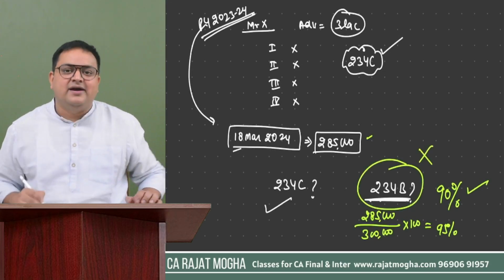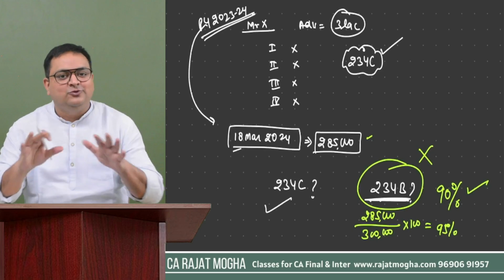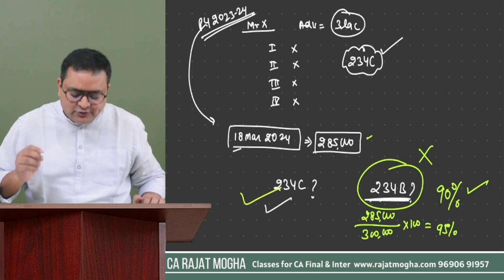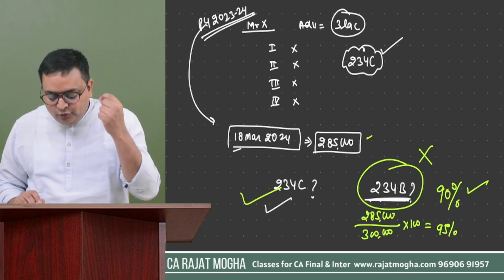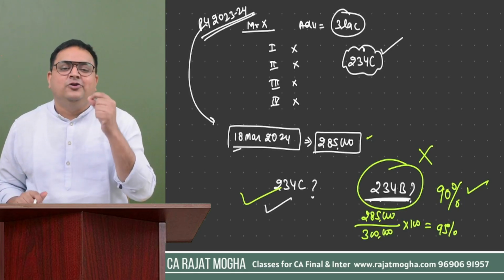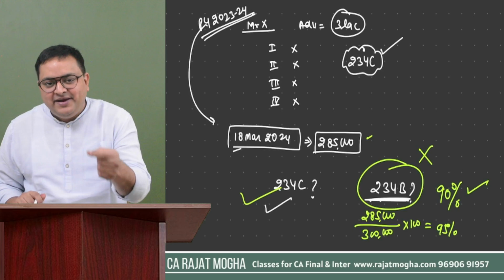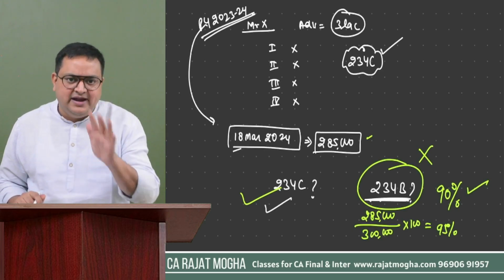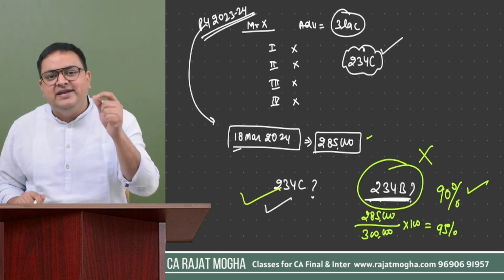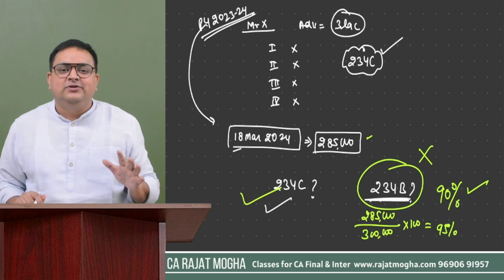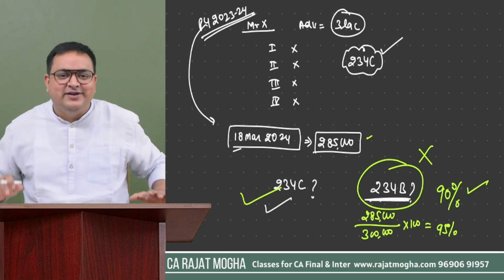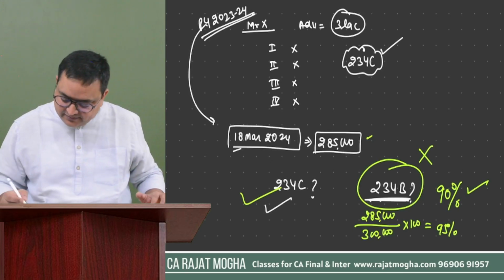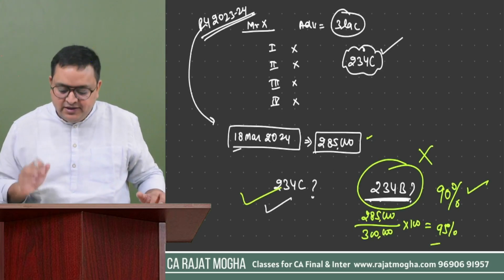234B will not be attracted in that case. Please don't charge 234B interest. You will charge 234C interest, no doubt, because installments were getting late, right? But 234B will not be charged. Why? Because you have paid at least 90% or more. If it is exactly 90%, then also 234B will not apply. But if it is less than 90%, then 234B is going to be charged. So here we will not charge 234B. Got it?